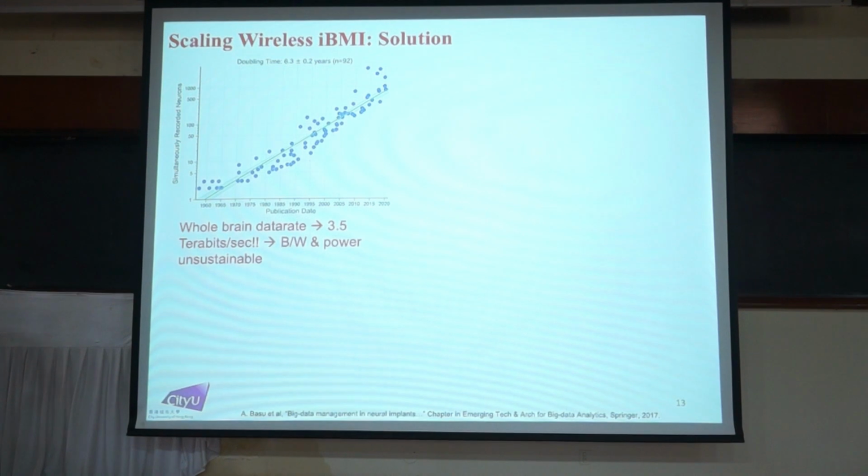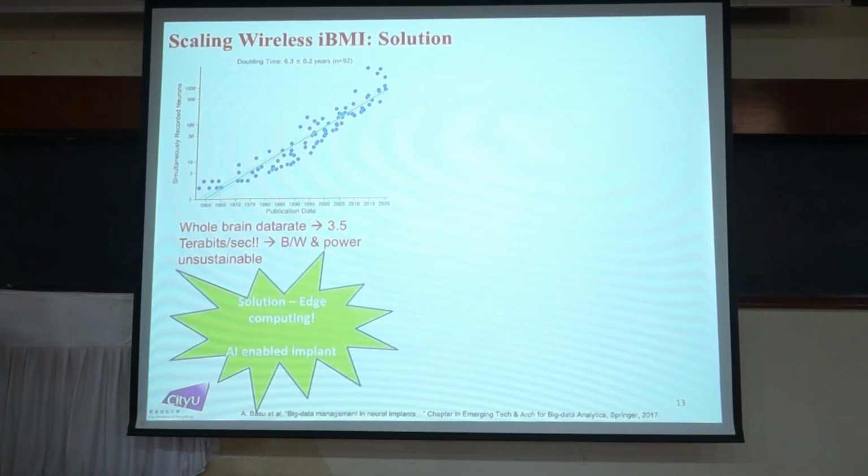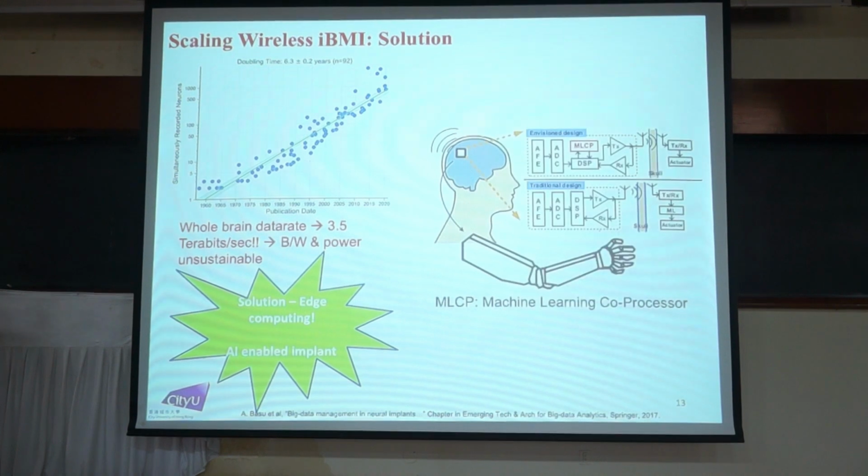Okay, so the solution, so I think all of us here who are doing these neuromorphic circuits would say, okay, you put some intelligence there, do edge computing. Okay, so if you do edge computing, no need to send the entire data, extract information from the data, and then that information bandwidth is a lot less. Potentially as low as 10 bits per second, right? So the solution then is to put some intelligence into the implant, and that's what we have been doing for the last 10 plus number of years, where we're putting some kind of machine learning co-processors inside the implant to reduce the amount of data that you have to throw out of the implant.